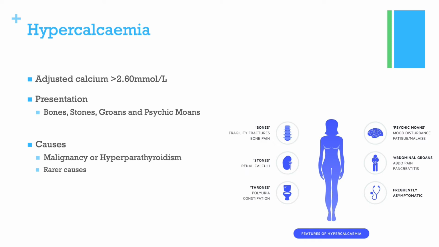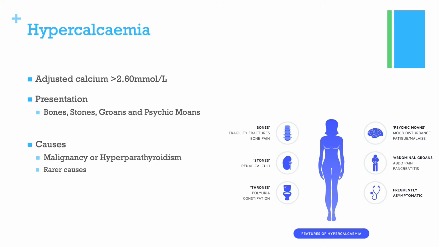So the way that hypercalcemia would present, we remember using this aide-memoire, which is bones, stones, groans, and psychic moans. And some people add in thrones as well, as you can see in the diagram to the right. So stones represents things like hypercalcemic stones, usually within the renal tract. So patients can get symptoms of those, things like renal colic.